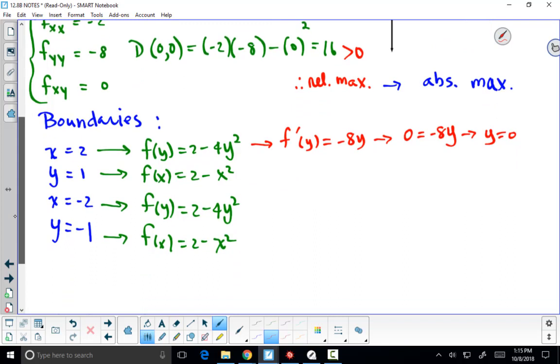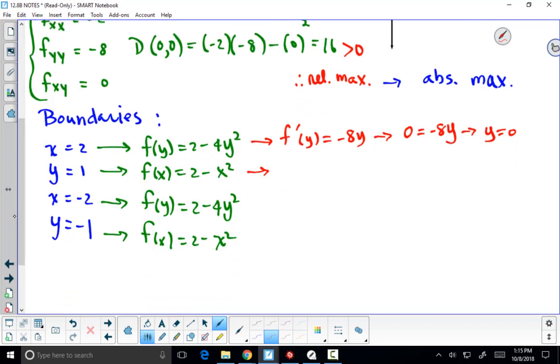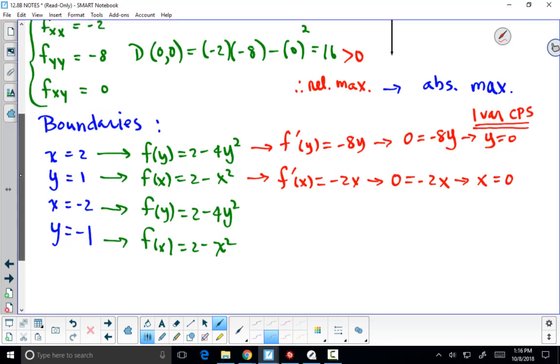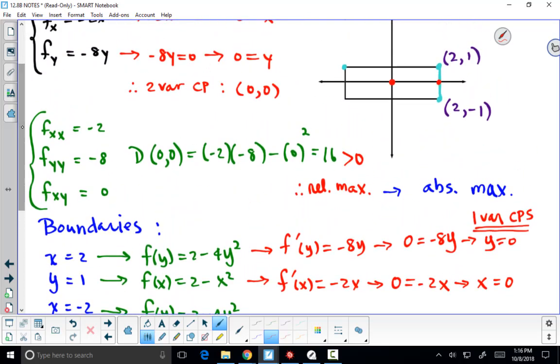So we've got that one. Now we go to the next curve, y equals 1. So now we're on that top edge. Take the derivative, f prime of x, that's equal to negative 2x. We set that equal to 0. That tells us that x equals 0. So these guys over here are one variable critical points, one variable CPs. Y equals 1, so x equals 0. That right there, we're looking on this line segment where y is equal to 1. That point's interior to that segment, so then it counts as a one variable critical point.